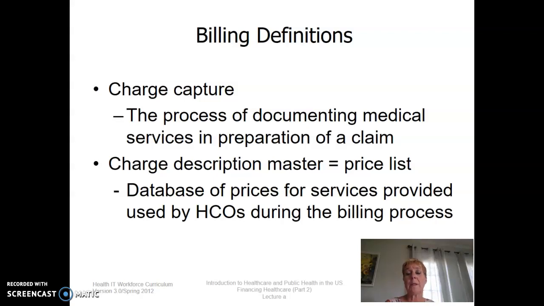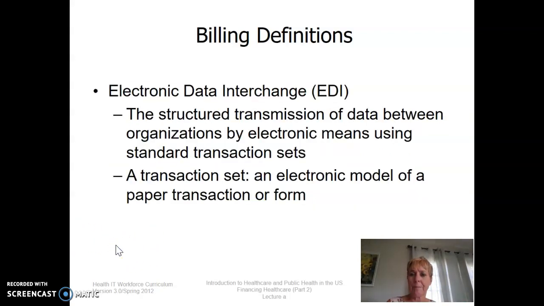Okay. One way they do that in the outpatient setting is they have a document called a charge master. And a charge master is a price list. Now, an inpatient hospital also has a charge master, and that's for everything you can get. But a charge master is simply a database of prices for services used by that healthcare organization. So in that charge master, it could be the service performed, everything that they did, whether it was an office call, whether it was an OB delivery, it's in that charge master.